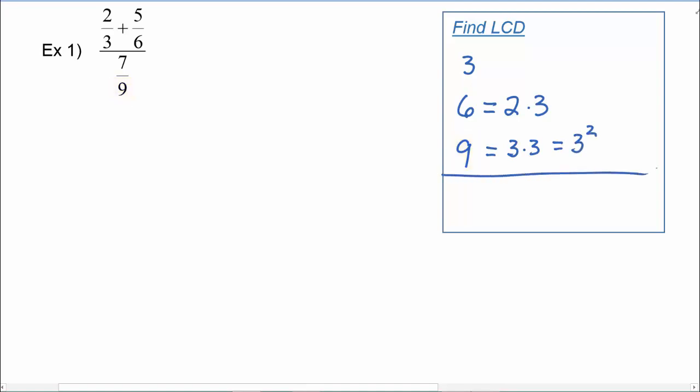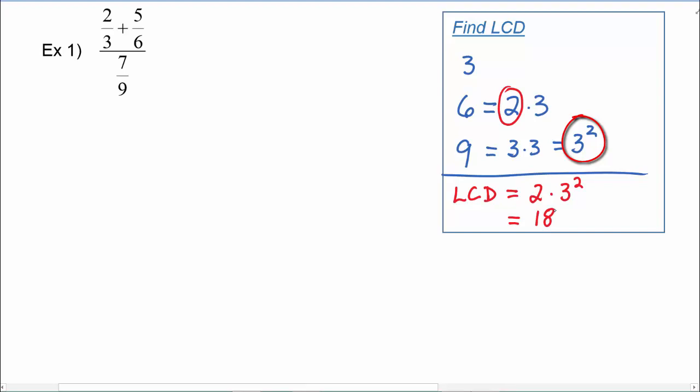Now, if you remember from your algebra class, to find the least common denominator, we want to take the highest exponent of each factor that appears. So there is a 2 that appears, so our least common denominator has to have a 2 in it. We see there's a 3 that appears and a 3 squared. So we have to take the highest exponent, which is 3 squared. So our least common denominator is going to be 2 times 9, which is 18.